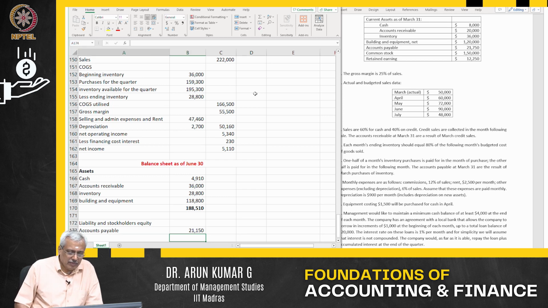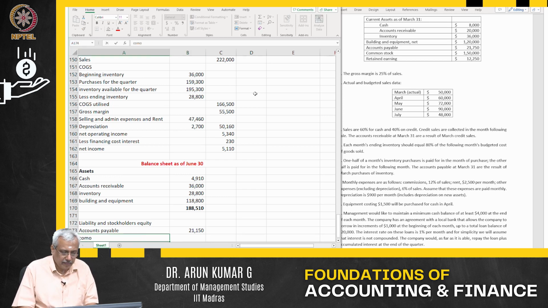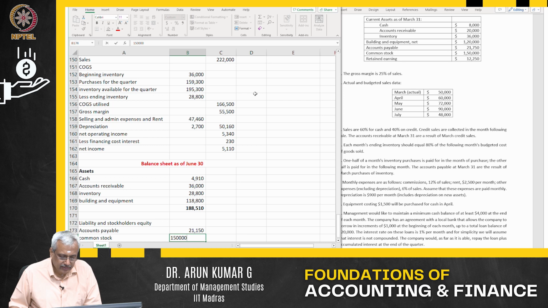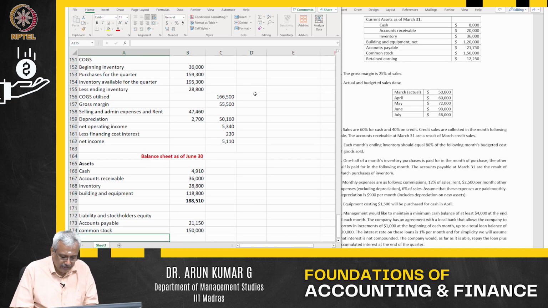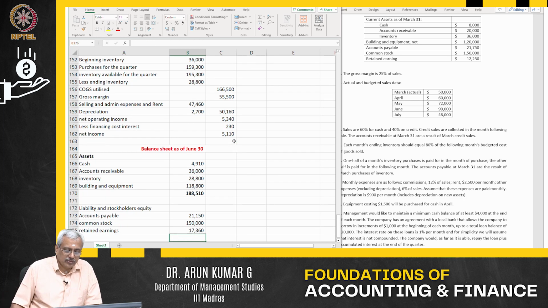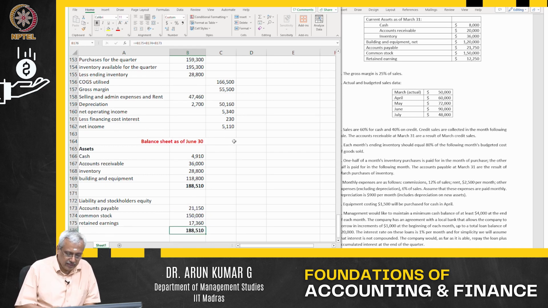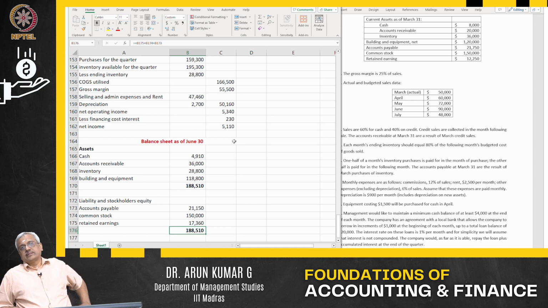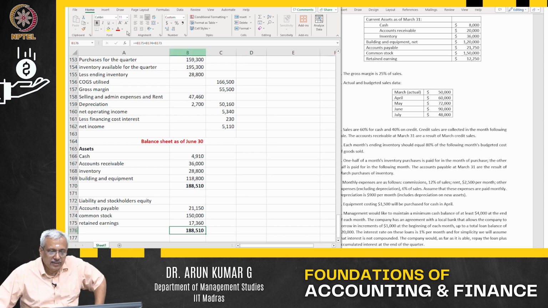What is my common stock after that? The common stock. Common stock in this case is 1,50,000. Yes. Then what is the retained earnings? My retained earnings is 12,250 plus the net income of this quarter. So it's going to be this much. So as you can see, the balance sheet balances. Thank you. We move to the next phase, that is what we call it as the flexible budget out there.